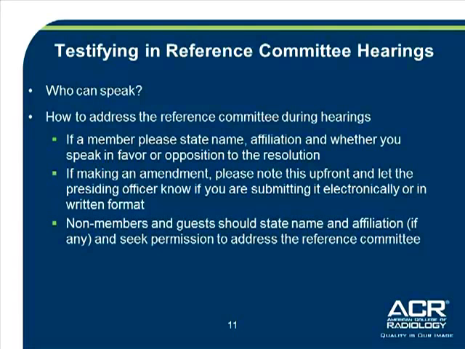Once recognized, he or she should state their name, affiliation, and whether they are speaking in favor or opposition to the resolution. If making an amendment, please note this up front and let the presiding officer know if you are submitting the amendment electronically or in writing. Non-members or guests should state their name and affiliation and ask permission to address the reference committee.